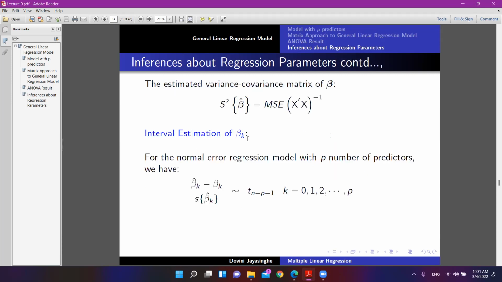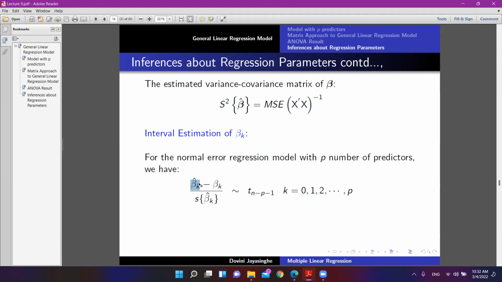Interval estimation of beta k. For the normal error regression model with p number of predictors, we use the same t statistic. So we take one at a time. When k is equal to 0, we are doing the interval estimation for beta 0, the intercept.